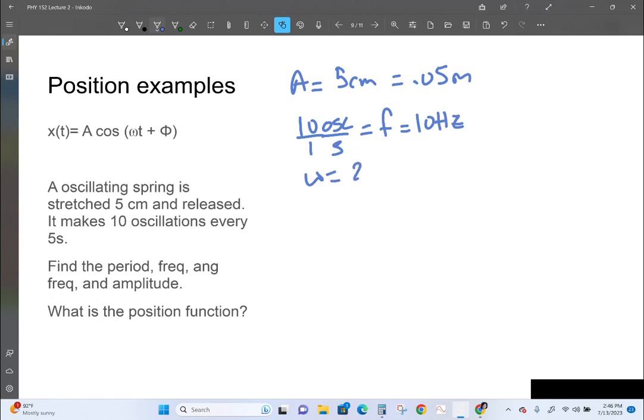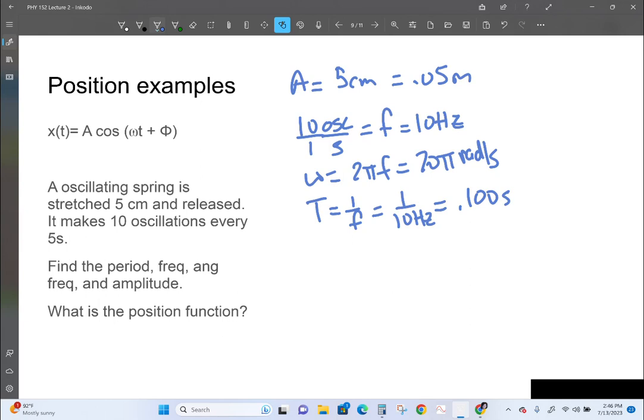Omega is going to be 2 pi times that, which is going to be 20 pi radians per second. And if I want to know the period, it is the inverse of that. So 1 over 10 hertz is going to give me 0.100 seconds. So if I want to write my position function, which is A, or 0.05 meters, times cosine of 20 pi radians per second times t. And we'll just assume that it's starting as a perfect cosine. We're not going to worry about phi right now.